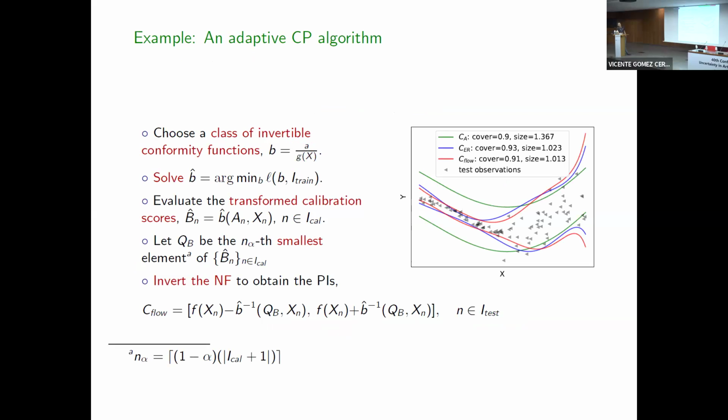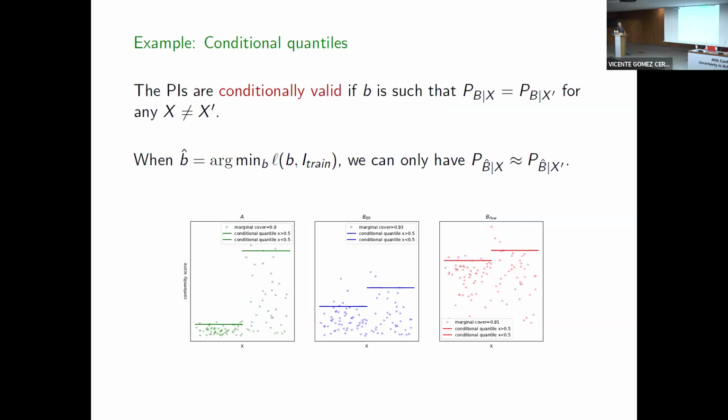This is just to show the algorithm, and this is the performance of the model. If we compare the conditional distribution, these are the conditional quantiles, you see that the proposed model is much better than the others. This is the original score, this is the reweighting, and this is the normalizing flow approach. If you want more details, all these pictures are also in the poster.